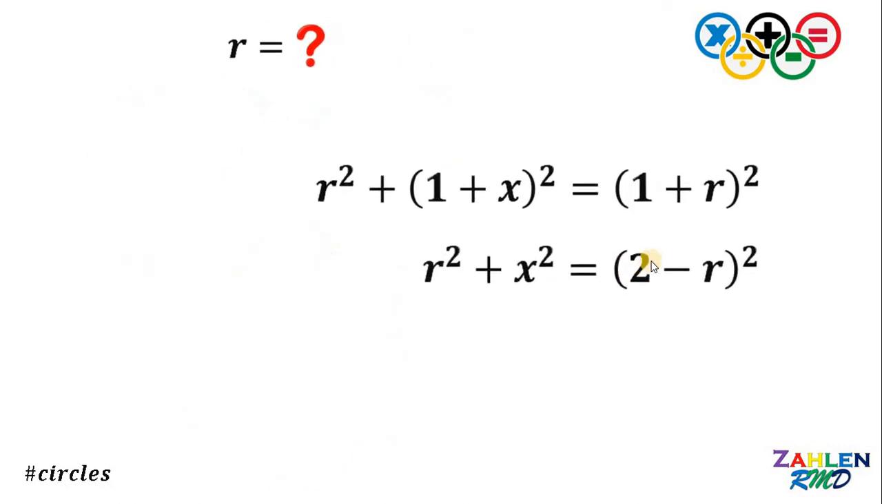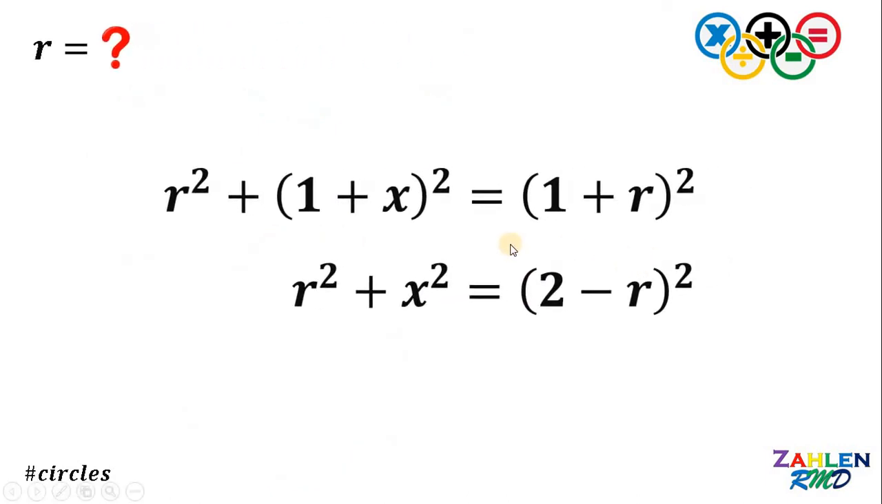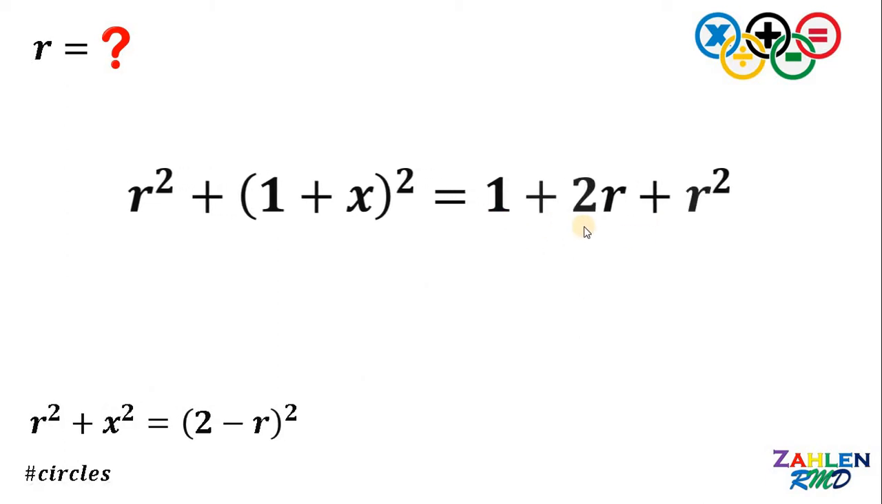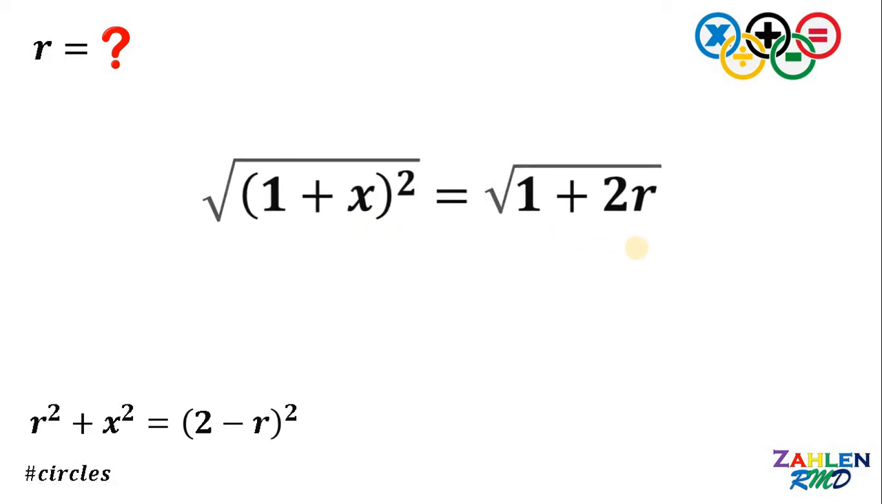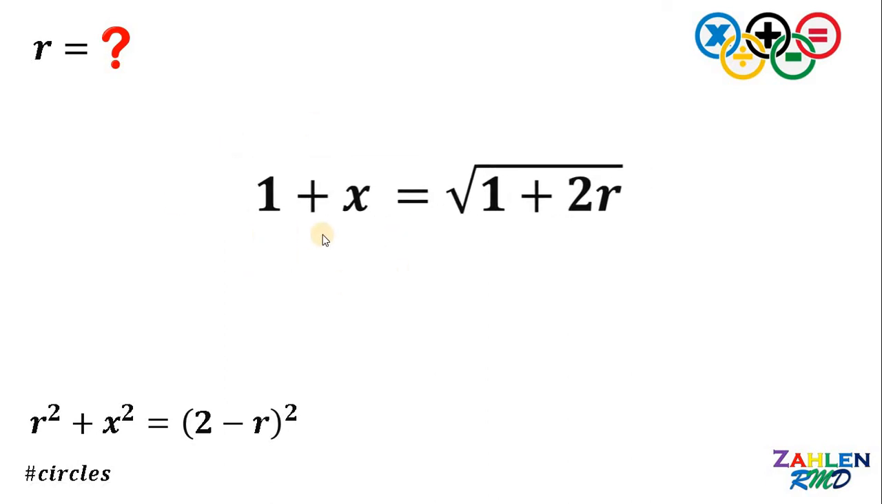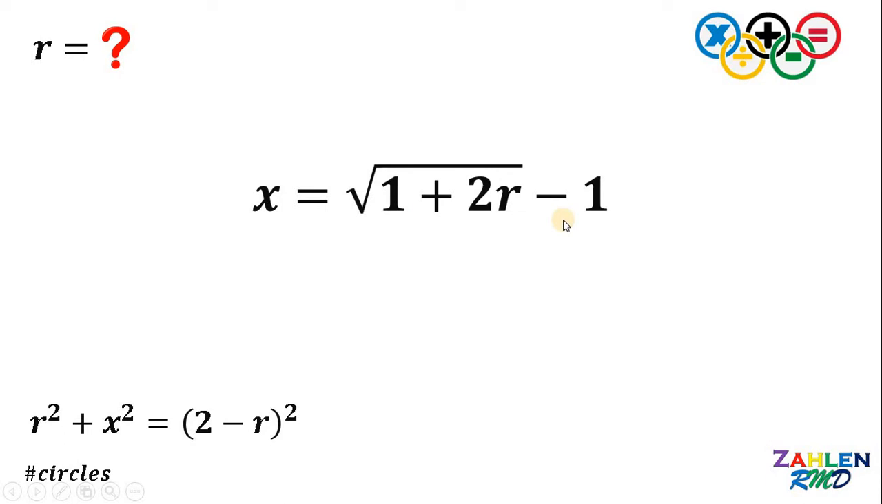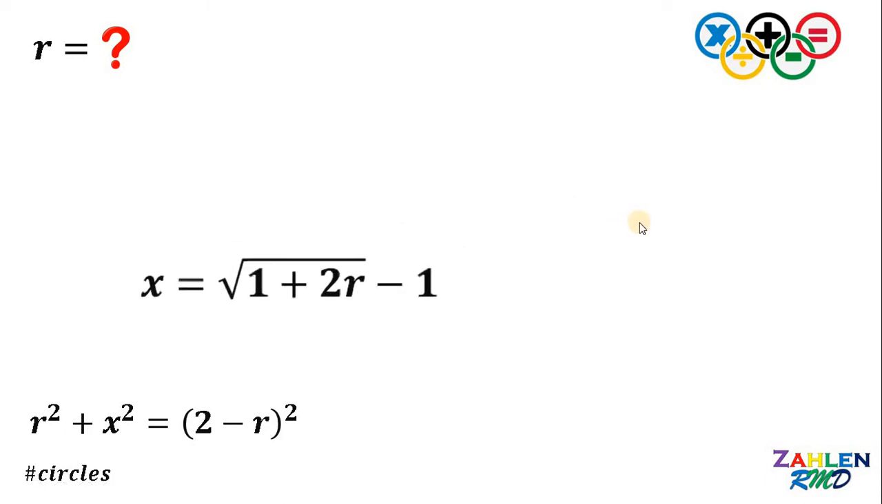Now let's focus on these two equations. From here, let's simplify first the first equation. So (1 plus r) squared will give us 1 plus 2r plus r squared. Now notice that if we subtract r squared on both sides, this r squared on the left hand side and on the right hand side cancel out. So what we have now is (1 plus x) squared equals 1 plus 2r. Now get the square root on both sides. So the left hand side of our equation becomes 1 plus x equals square root of 1 plus 2r. Solving for x, we get that x must be equal to square root of 1 plus 2r minus 1. So let's set aside this result.